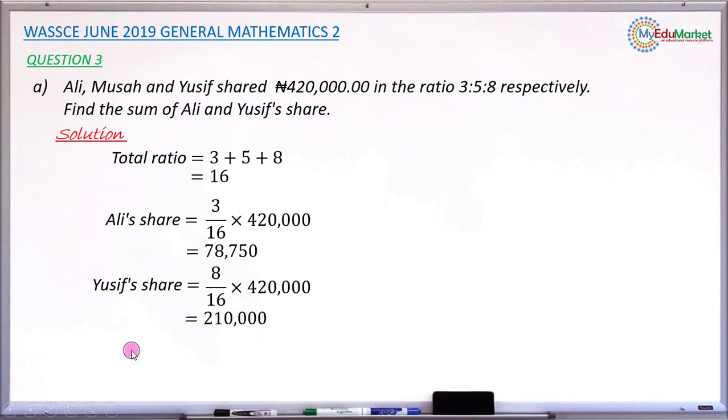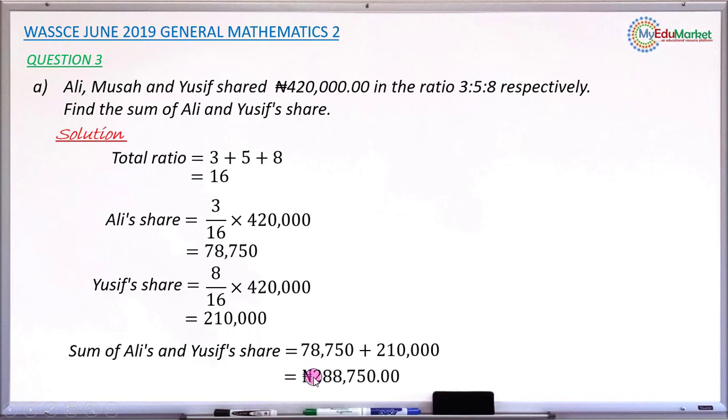The question asks to find the sum of Ali's and Yusuf's share. So let me do that. So Ali's and Yusuf's share is now going to be, copy Ali's share 78,750, copy Yusuf's share 210,000 naira. So I'm going to have 78,750 plus 210,000. Adding these two values correctly, you now have 288,750 naira. This would now be the sum of the shares for these two people. And that answered the question.